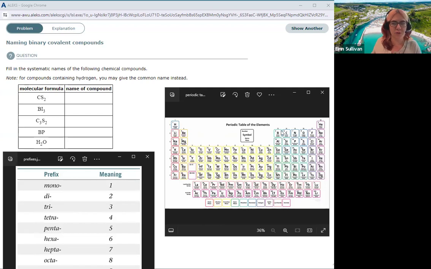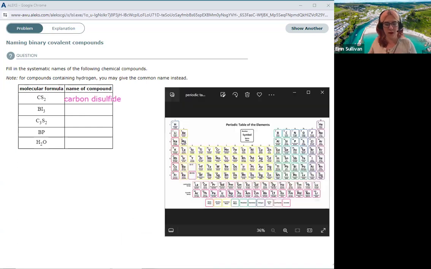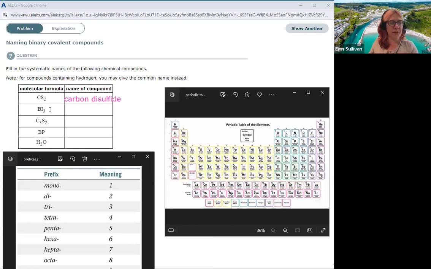So CS2 then, well, there's carbon, there's sulfur, so it's just going to be carbon disulfide, right? So you have to actually use the prefix to say that there are two sulfurs, but note that you don't say monocarbon disulfide. It's just not the done thing. I don't know why.